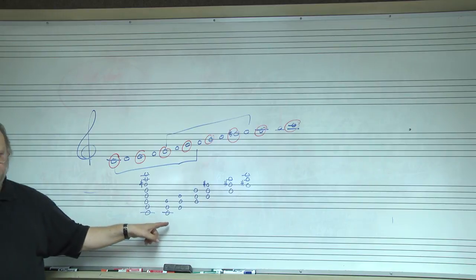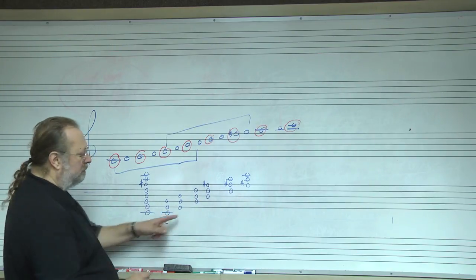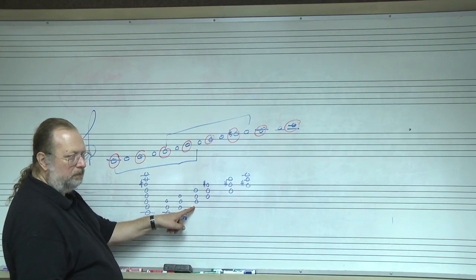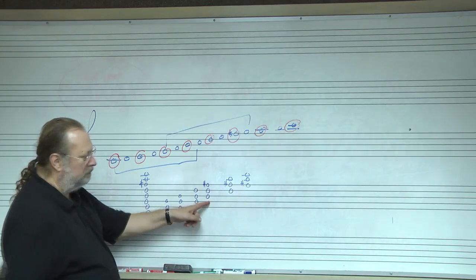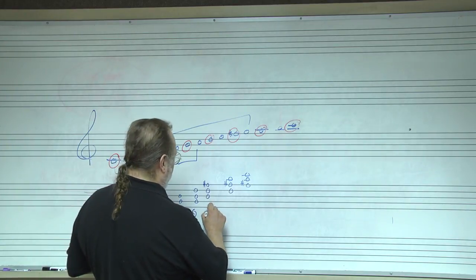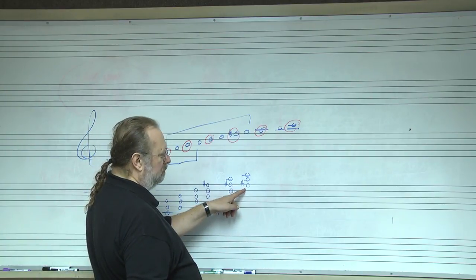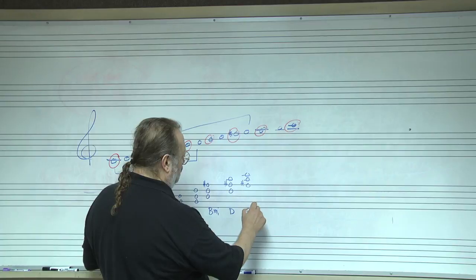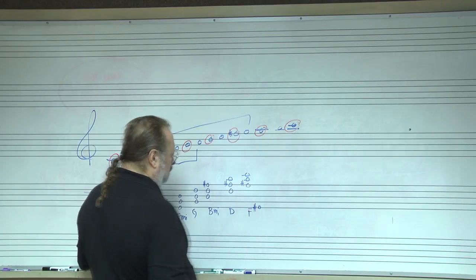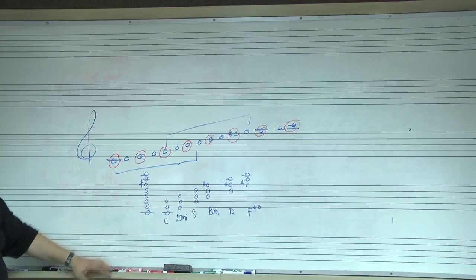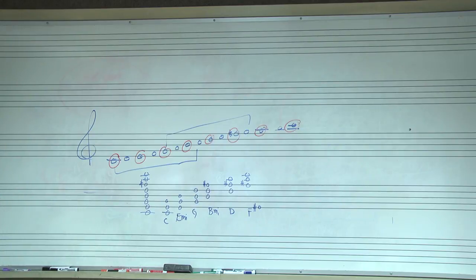Okay, so what are these chords? C, right? E minor. G. Okay, so what does this tell you? Here's the huge stack of chords, right? So what do we got here? Here's the scale.